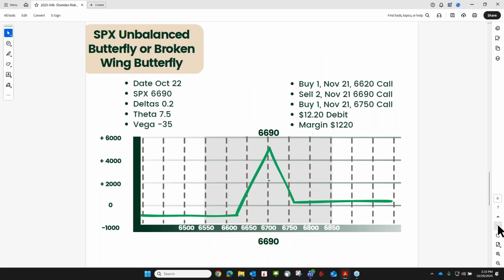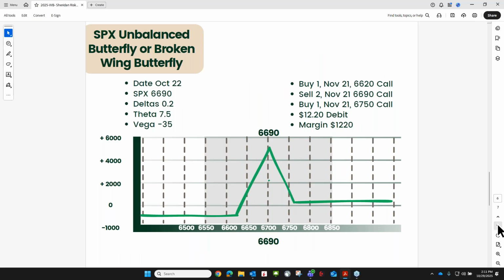So remember what I said, right? I said balanced butterflies are normally short delta. Just the way they walk, the way they talk, right? So why would I do a broken wing? We call it unbalanced or broken wing. First define, Dan, unbalanced butterfly or broken wing.